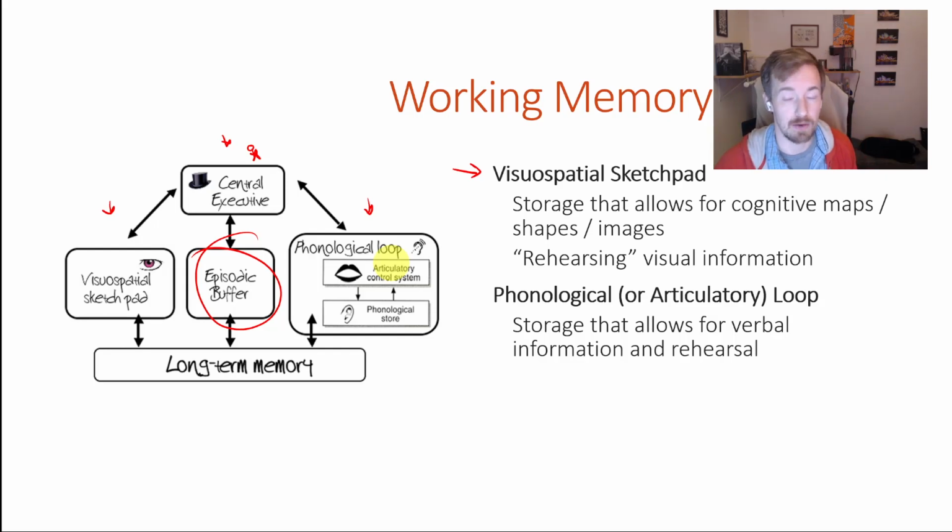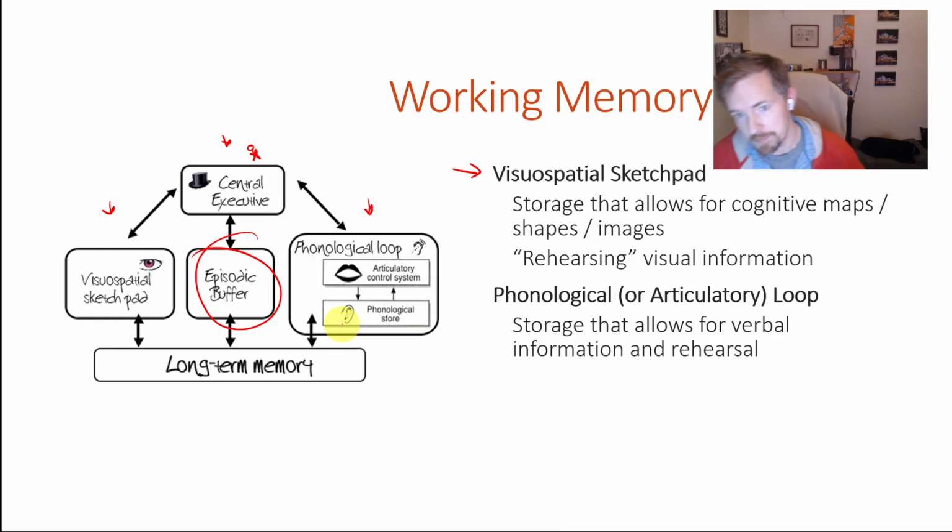We were talking about short-term memory, and we talked about the word length effect, if you remember that. So this loop has a very finite amount of time on it. If you're saying a phone number to yourself, 912-739-1641, 912-739-1641, that's an example of you using the phonological loop.